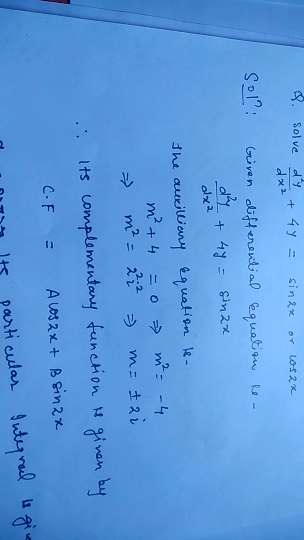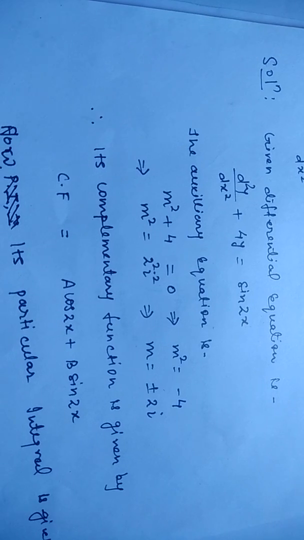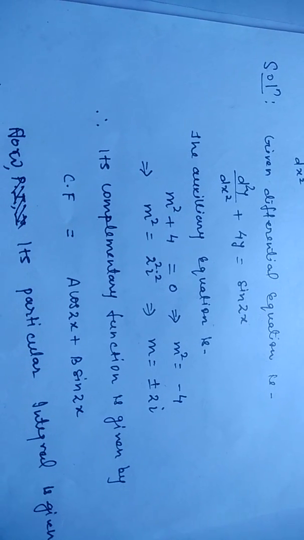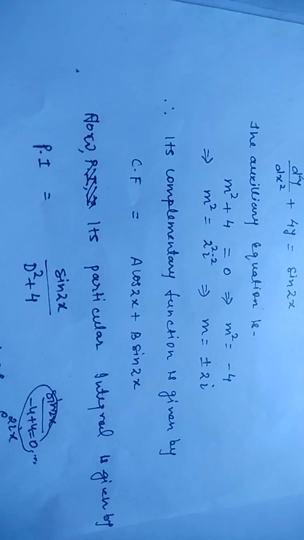By solving this, we get m square equals minus 4, and this implies m square equals 2 square i square, and this implies m equals plus minus 2i. Therefore, its complementary function is given by CF equals A cos 2x plus B sin 2x, where A and B are any two constants. Now for the particular integral, we will take PI equals sin 2x divided by d square plus 4.